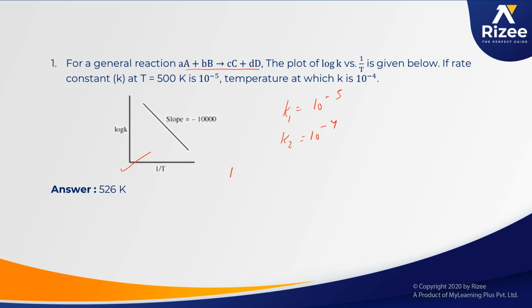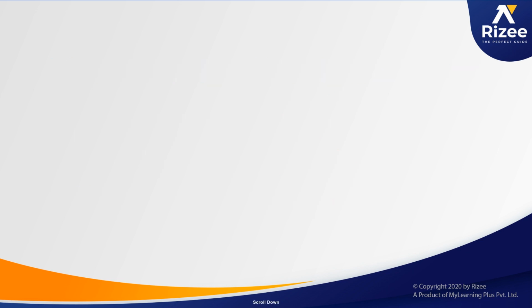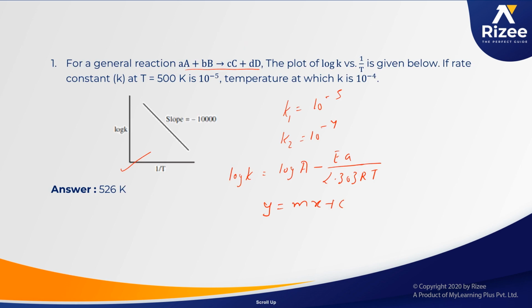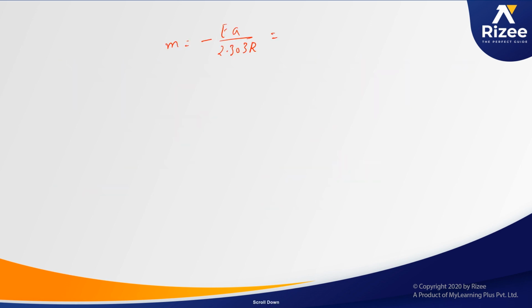So we know that log K is equal to log A minus EA by 2.303 RT. So here it is in the form of y is equal to mx plus c. So y is equal to mx plus c means here m is the slope, so m we can write as minus of EA by 2.303 R. That is equal to, he has given in the graph as minus 10,000. So we can write it is equal to minus of 10,000.